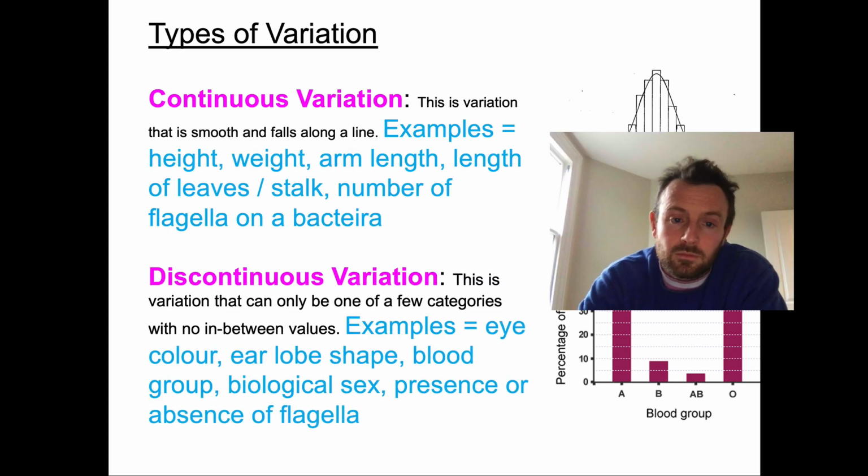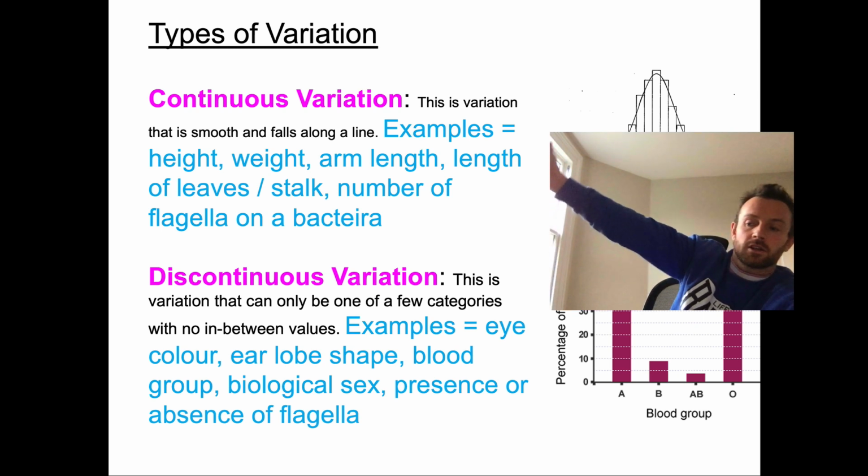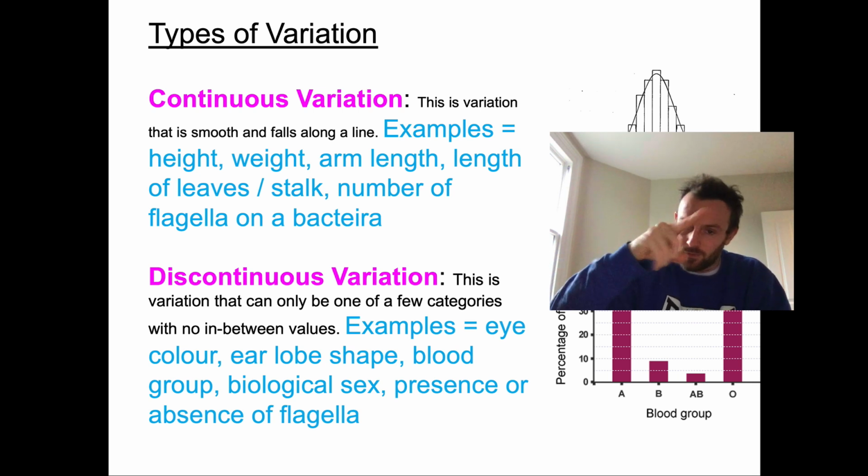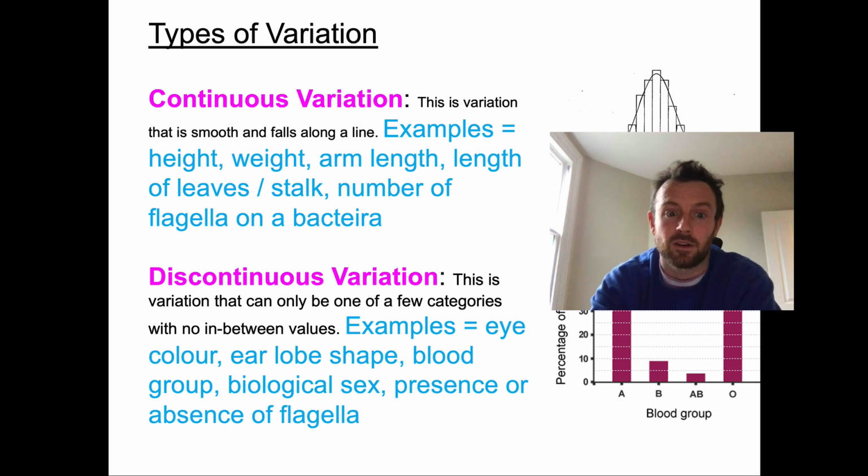Okay, so continuous variation, here are some examples. Height, weight, arm length, length of a leaf of a plant, length of a stalk of a plant, number of flagella on bacteria. Remember, the flagella are kind of like little wavy things that actually spin round, round, round, that power bacteria to make it zoom along.